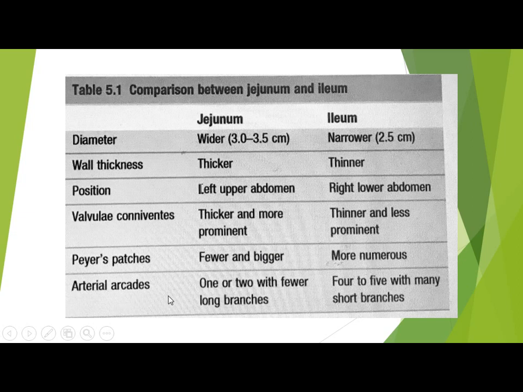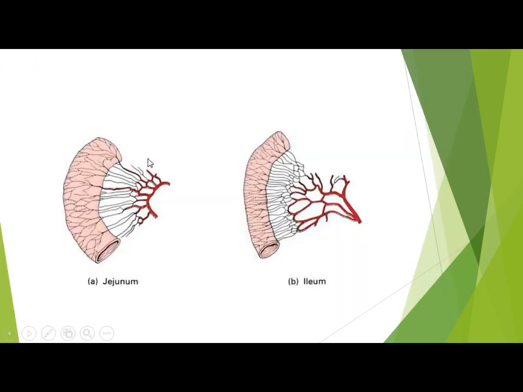The arterial arcades are one or two with fewer long branches in the duodenum, but in the ileum, 4 to 5 with many short branches. This is the arterial arcades. This is like an anastomosis between the branches of the artery. In the duodenum, it is one or two rows, and then continues as long and fewer branches called the vasa recta. And in the ileum, it is 3 to 5 rows, and then continues as vasa recta, which are more numerous, smaller, and shorter.